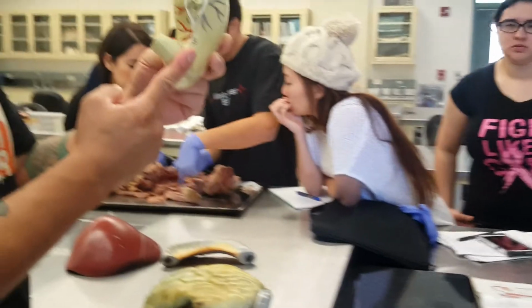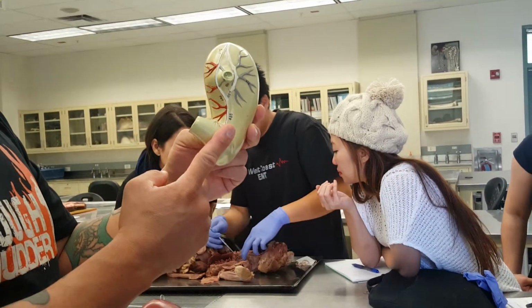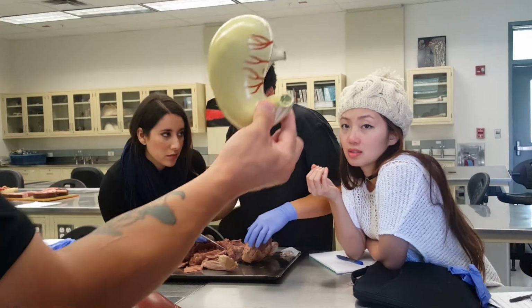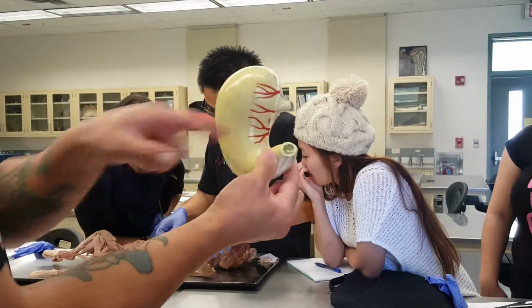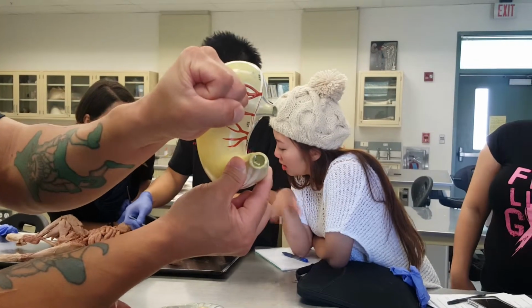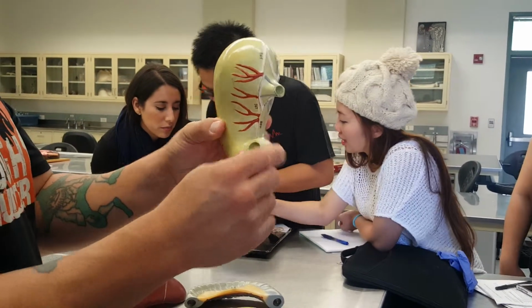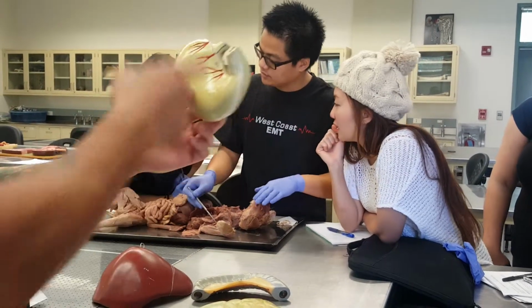When it passes this part, here is the pylorus. This is the pylorus that I'm pinching right here. And after the pylorus is where you have your pyloric sphincter. And then another thing, what's this right here?